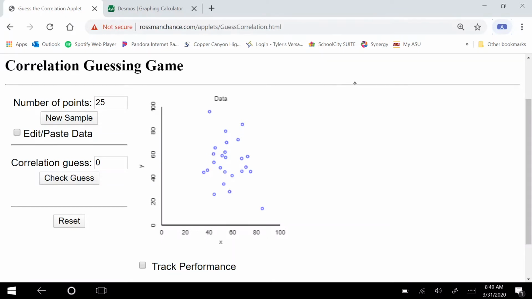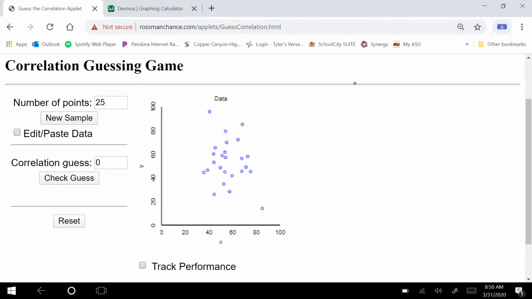So this one, first of all, is hard to tell if it's positive or negative, which means your answer has to be close to 0, because regardless, it's weak. You can't really tell if it's positive or negative, that means your association is weak, which means it's got to be close to 0. So I'm just going to leave this as 0 as a guess, and I'm going to click check guess, and then it's going to give me my R value.